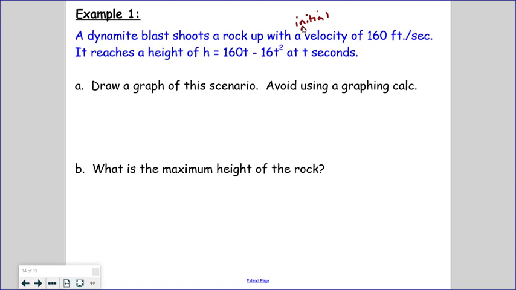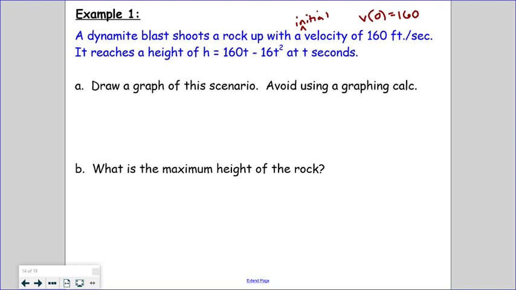They're saying at time equals 0. So when this rock shoots into the air, velocity of 0 equals 160. That's what this is saying. Velocity at time equals 0 equals 160. Okay. So the first part says draw a graph of this scenario, avoid using a graphing calculator.